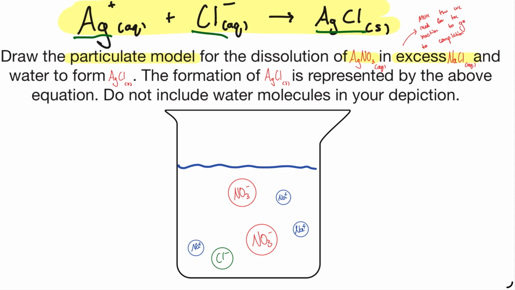And so what is that stuff going to be forming? It's going to be silver chloride, which is a solid. And just in case you forgot, you know it's a solid because it says it right down here, solid. And so then I have to make sure to indicate that this is actually my silver chloride solid.